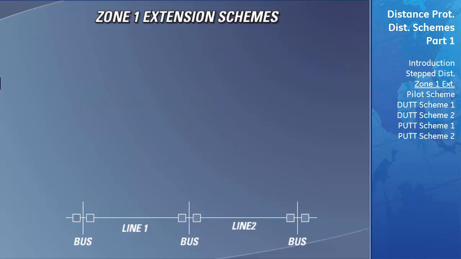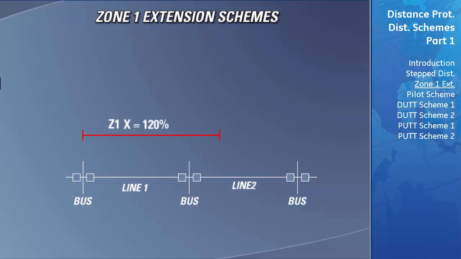The difference between the two schemes is that in the Zone 1 extension scheme, an additional Zone 1 impedance setting is set higher to overreach into the adjacent transmission line. The impedance of this extended Zone 1, which is labeled Z1X, is usually set to the same impedance as the Zone 2 setting of 120% of the impedance of the entire transmission line.